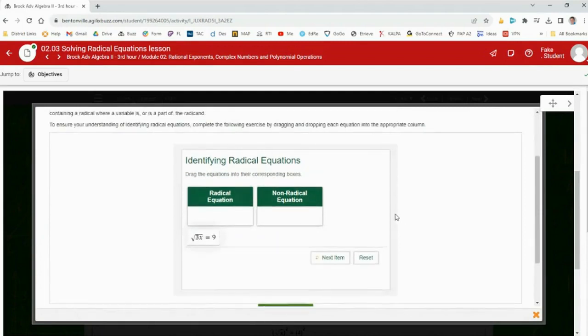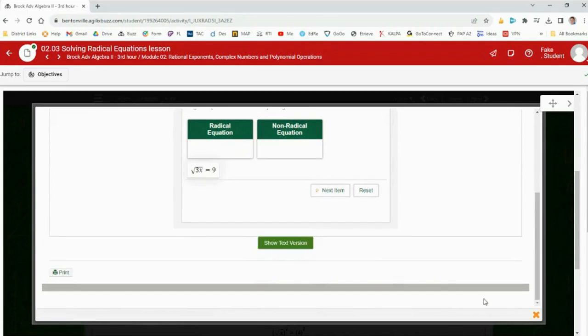So it has a little test. I'm not going to do all of these here in class, but if you're confused and don't know the difference, this has you drag this. Is this radical? Is this not radical? It'll give you several of these to try. That's a radical. There's an X underneath there. So if you want to try those just to make sure you're good.